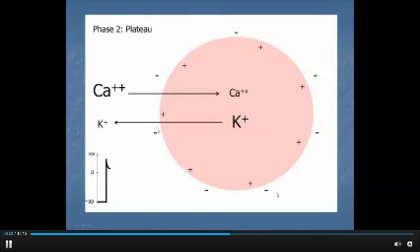Notice that there is no electrostatic force for calcium. So what happens overall to the polarity of the membrane? I have positive charge leaving and positive charge coming. The polarity of the membrane does not change. So we will have a flat line here, and that's what we call plateau.